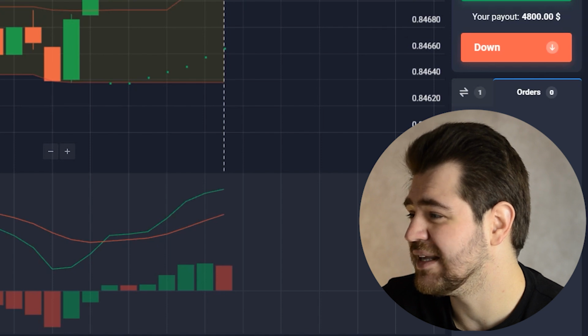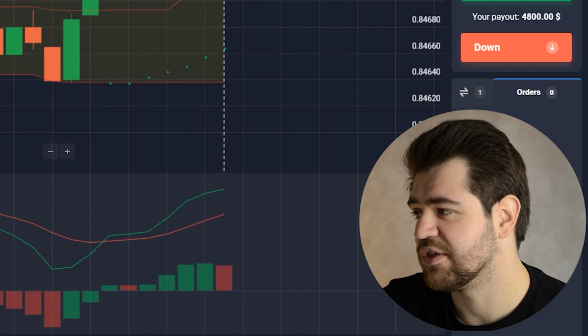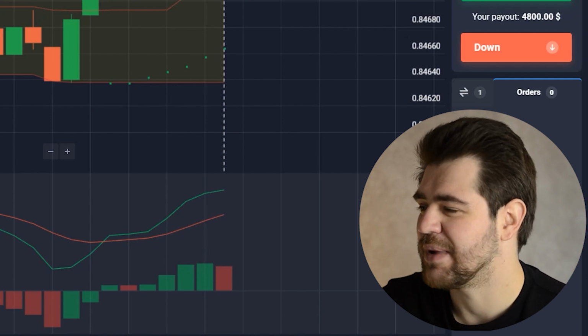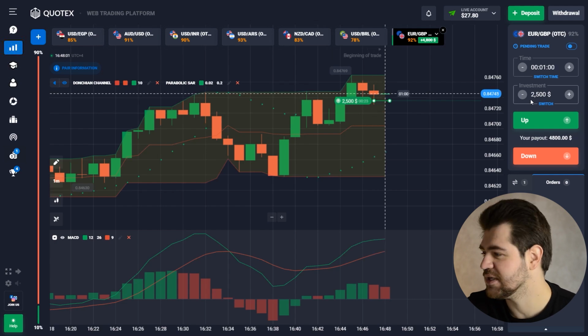Because this could be a little pullback where we entered at the bottom, and it's a good thing. So then we can expect growth after this pullback, and basically our profit from this little situation. So yeah, let's wait and continue.